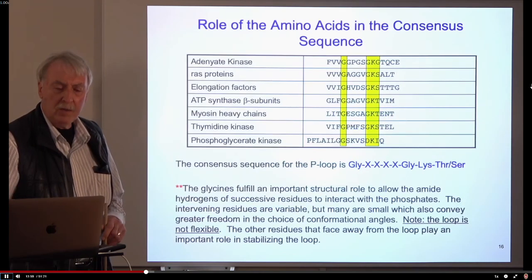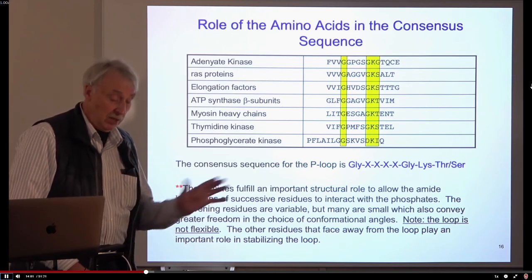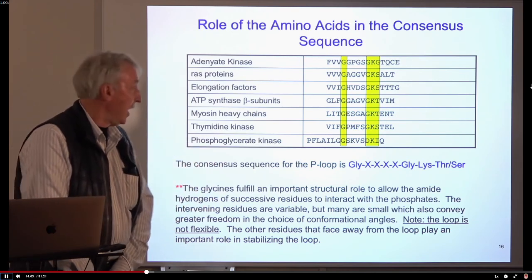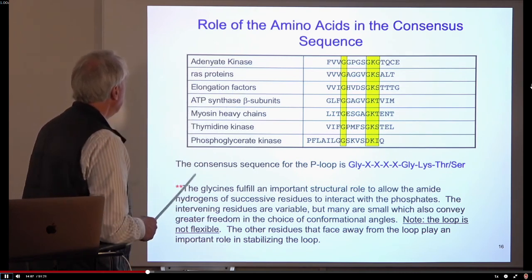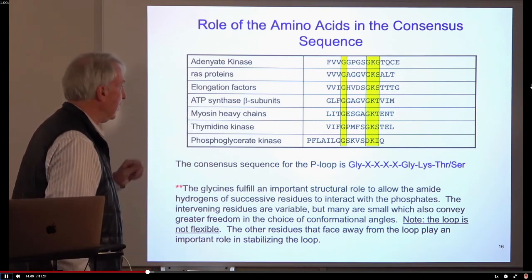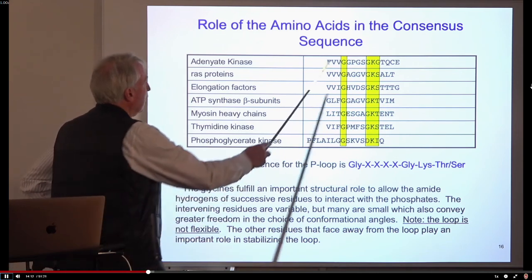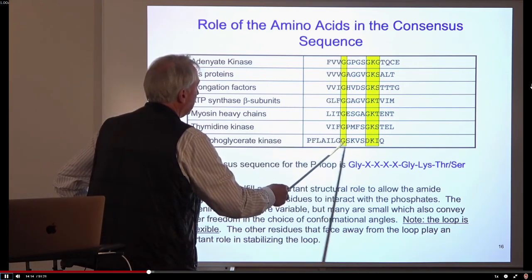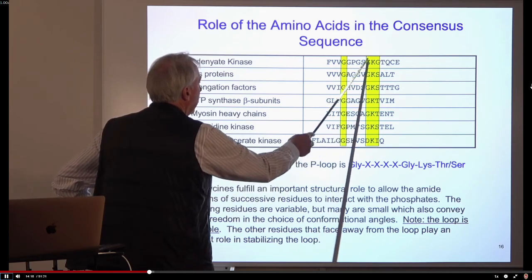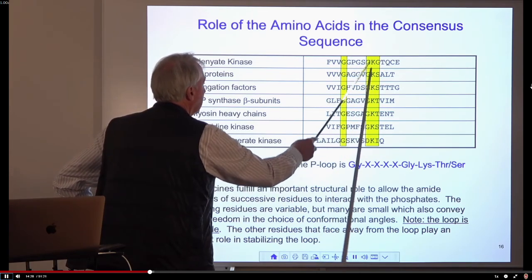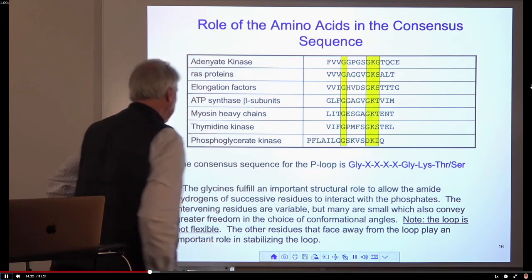So what are the roles of the amino acids in the consensus sequence? This is sort of a general take-home message. And this shows an alignment of a series of proteins, and you don't have to remember the proteins themselves. It's the big picture that counts. You'll notice there's a completely conserved glycine. There are additional glycines, although not in a particular position. And then there's a conserved glycine, and then there's the lysine and threonine.